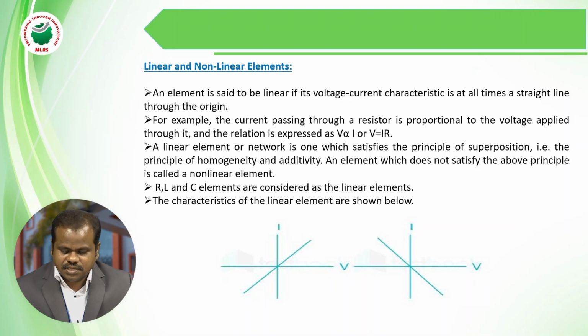In both the cases, if I consider the relation between voltage and current, the graph is a straight line starting from the origin. And also in the second case, if the polarity is reversed, the characteristic is passing through the origin. So these two cases represent the linear element characteristics.